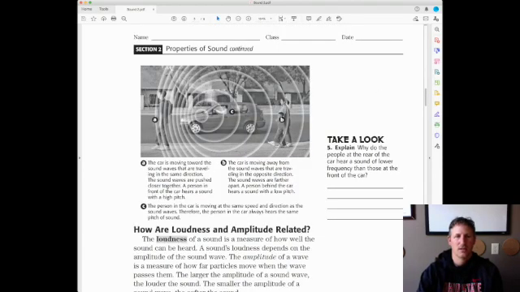So here's what we're talking about here. Here's the kid sitting right here. See how the waves are getting closer to him? So it's a higher pitch. And when it goes past, the waves are getting further apart. So that makes it a lower pitch sound.